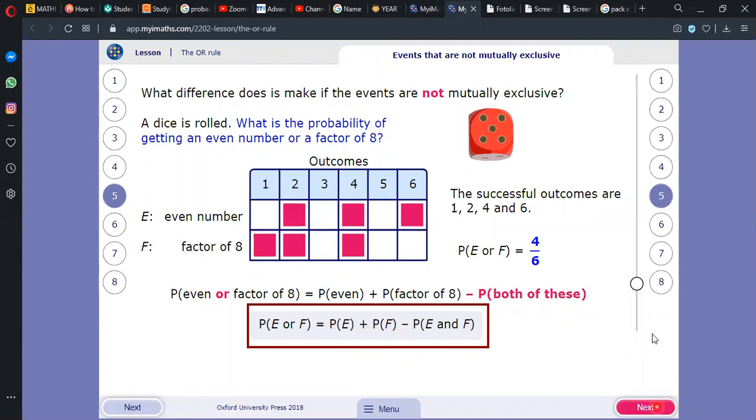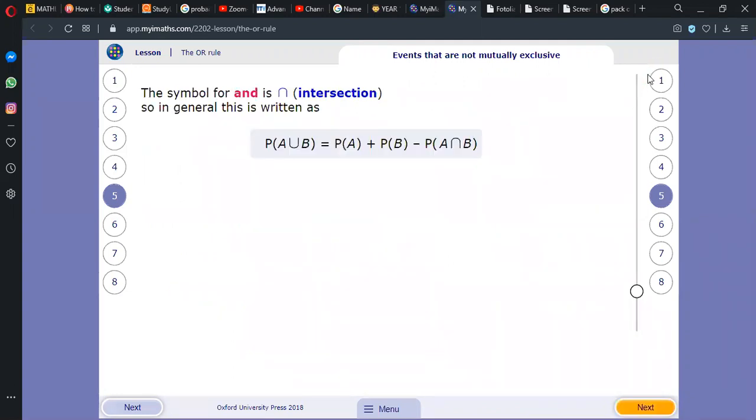Moving on. So we are now bringing up the formula to let us know that the symbol for AND is intersection. So in general, this is written as probability of A union B equals the probability of A plus probability of B minus probability of A intersection B. You guys now remember, I am sure you remember, you have seen this formula before in set theory when we did Venn diagram. You see the relationship between probability and set and Venn diagram? Very unique. Okay, let's move on.